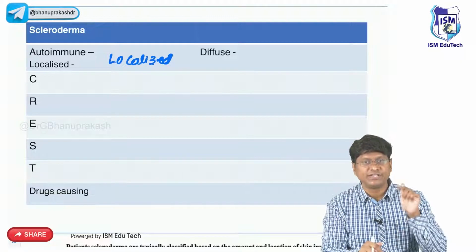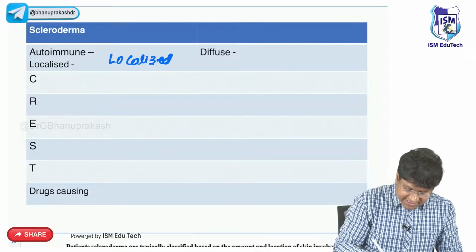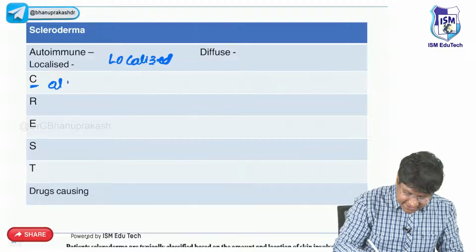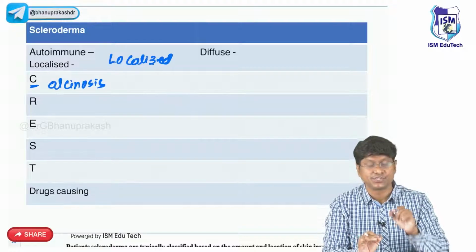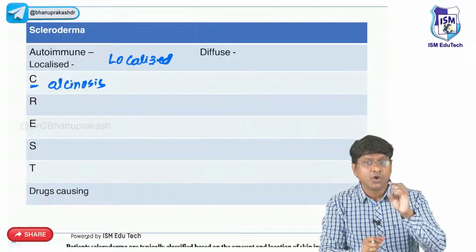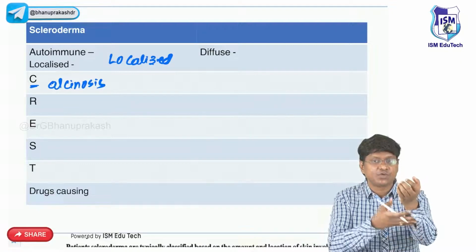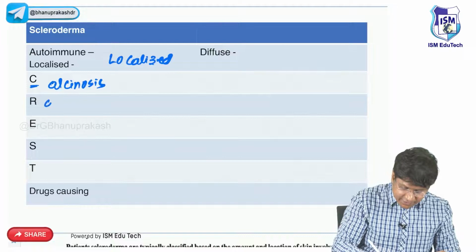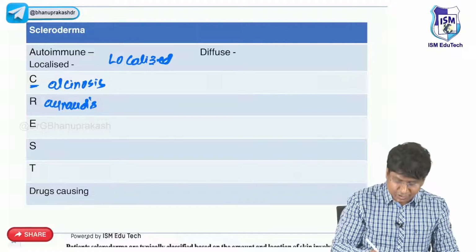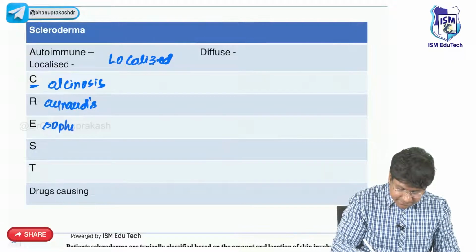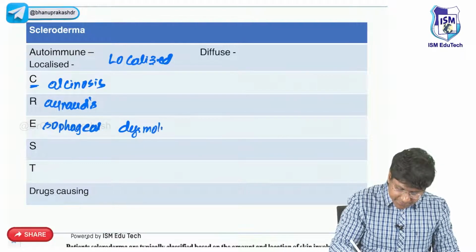And some patients with limited scleroderma develop what is called CREST syndrome. What is this? C stands for calcinosis, right? In CREST, C stands for calcinosis, where there is subcutaneous calcification of the fingers and along the extensor surface of the forearm. R stands for Raynaud's phenomenon, right? E stands for esophageal dysmotility, right?